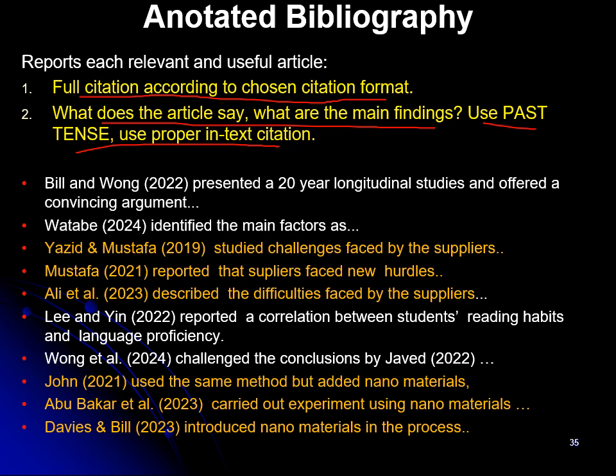And then, for example, another one: Watabe identified the main factors as, okay, Yazid and Mustafa studied challenges faced by the suppliers. Mustafa reported the suppliers faced new hurdles. Ali described the difficulties faced by the suppliers. Okay, and so on. So you see that you take what exactly are these people saying? What are they contributing? What are their main findings?